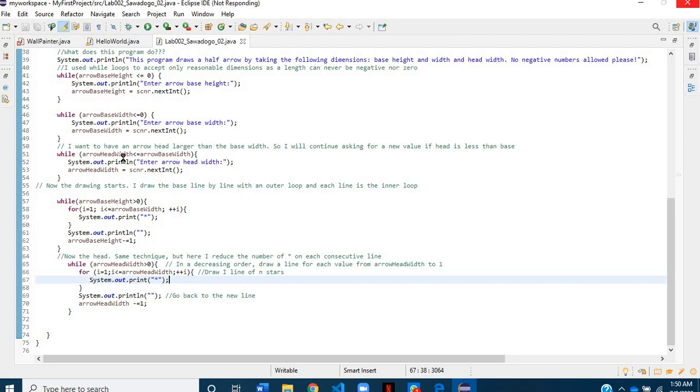Same thing for the head being larger than the base. Same thing here. And that's it.